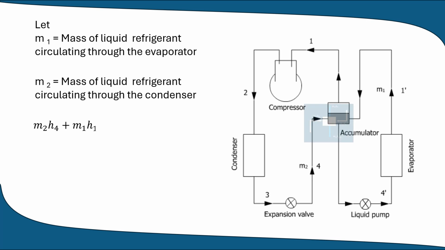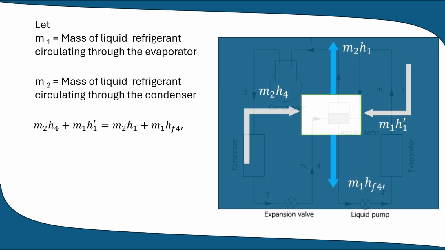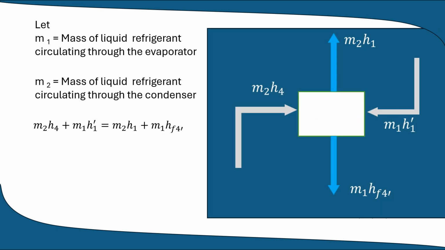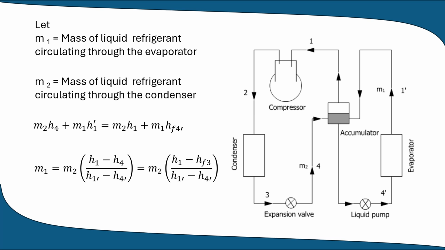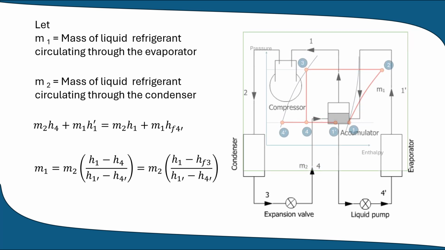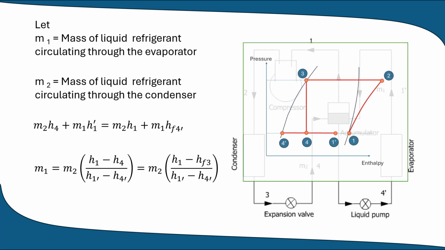Considering the energy balance of the accumulator, we can write M2H4 plus M1H1 dash equals M2H1 plus M1HF4 dash. Here, we use the subscript F to indicate the liquid state at point 4. Rearranging the terms, we can obtain an expression for M1 in terms of enthalpy values and M2 as shown. Note that H4 is equal to HF3.